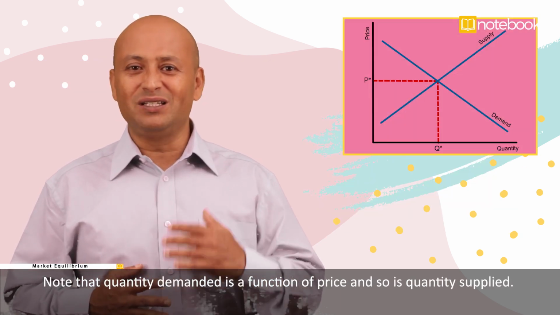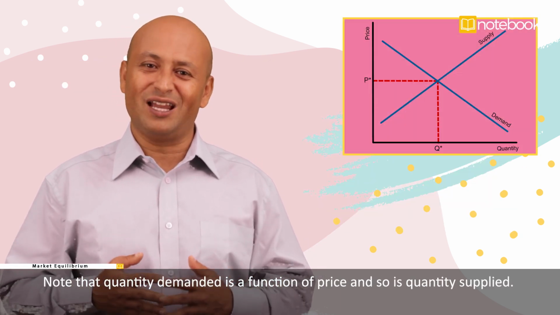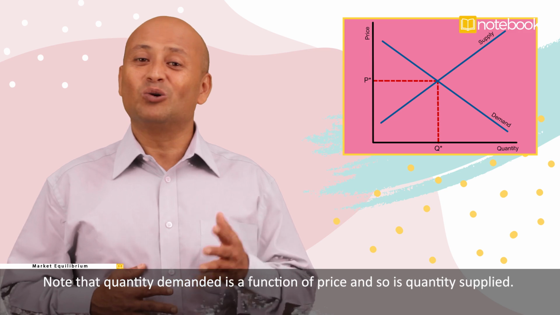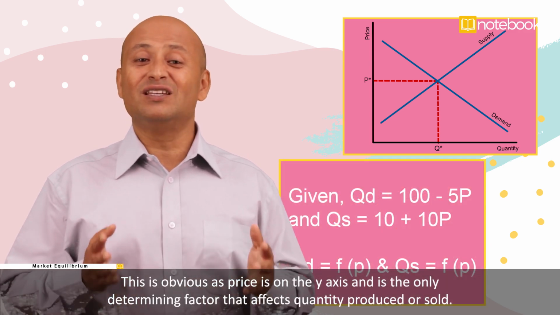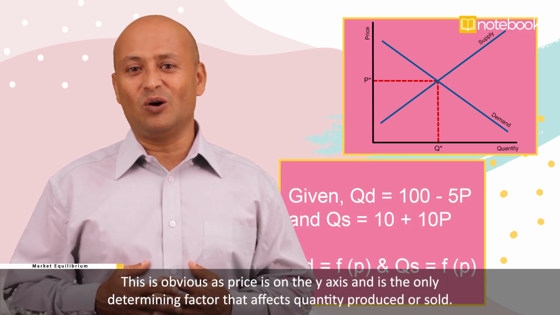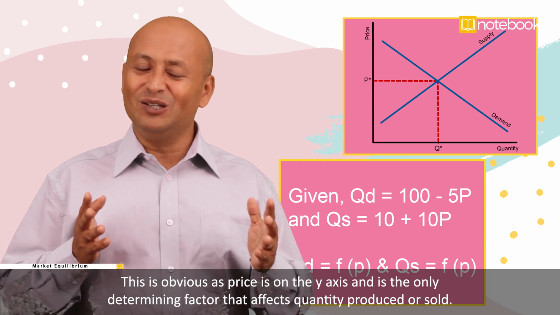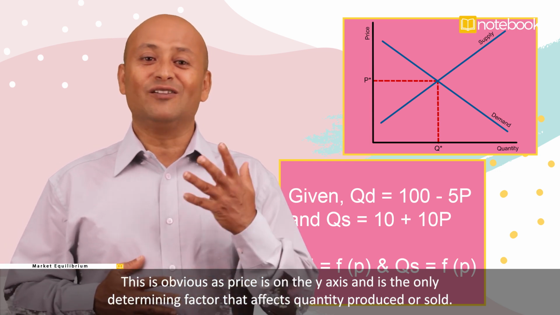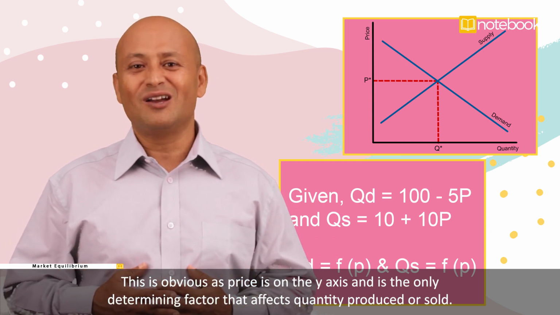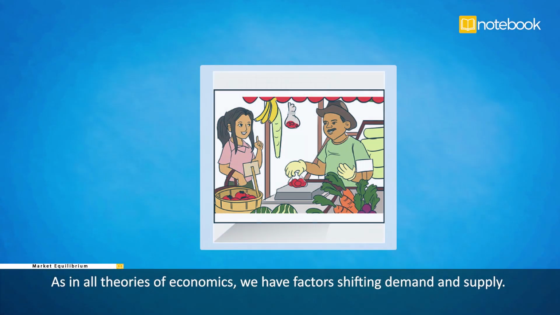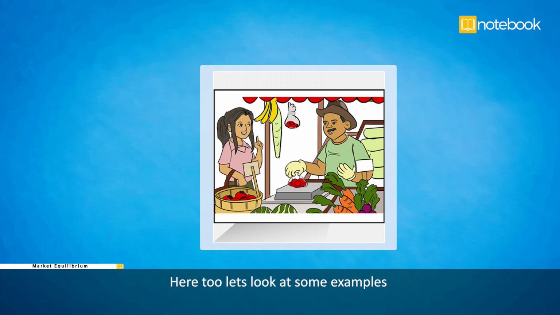Note that quantity demanded is a function of price, and so is quantity supplied. This is obvious as price is on the y-axis and is the only determining factor that affects quantity produced or sold. As in all theories of economics, we have factors shifting demand and supply. Here too, let's look at some examples.